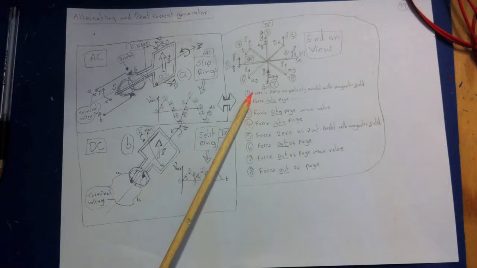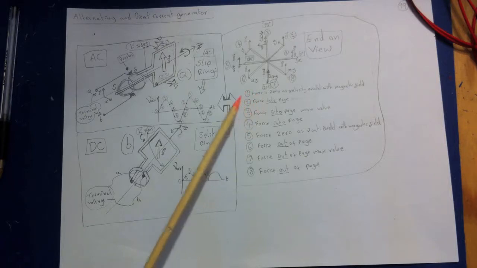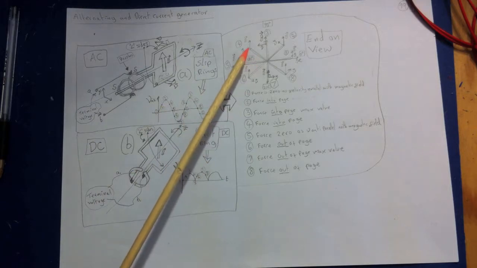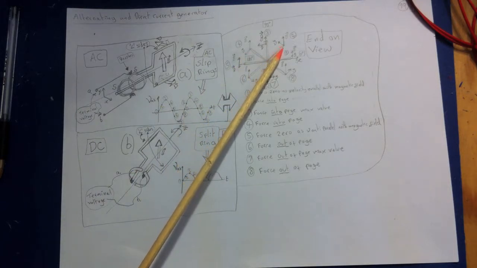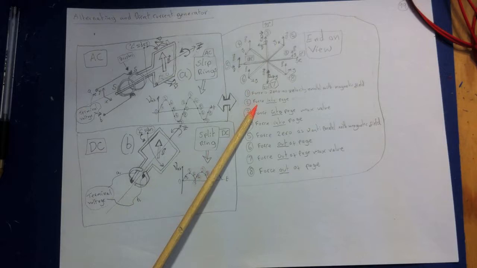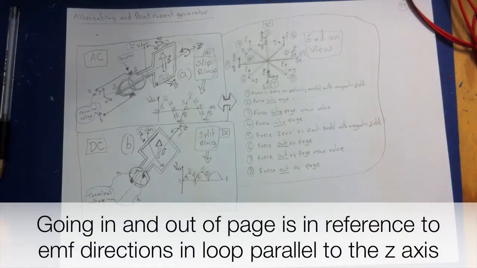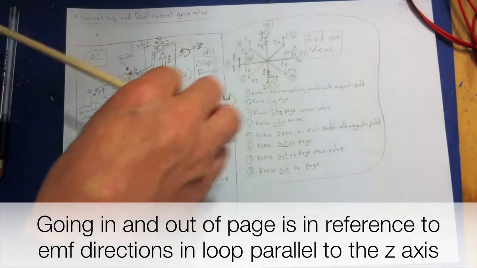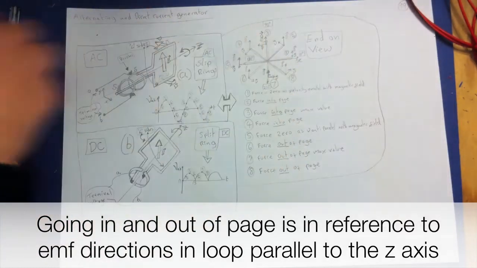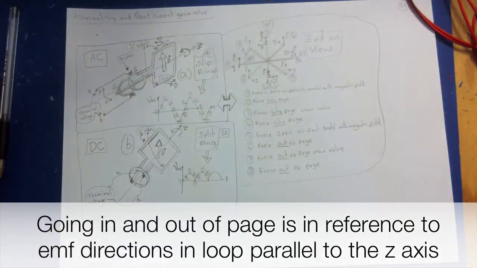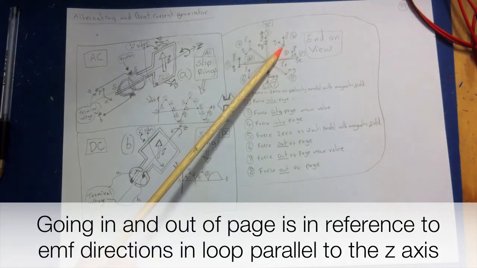I've just written force here, but I could have written EMF. Number 2, the angle has now increased a little bit, so I've drawn number 2 here, and you can see it's going up in this direction. The force at this point is into the page, so if we cross V with B, in other words, if we go like that, you can see it's going into the page. So the force is into the page at this point.